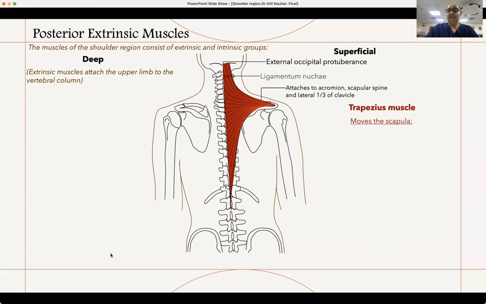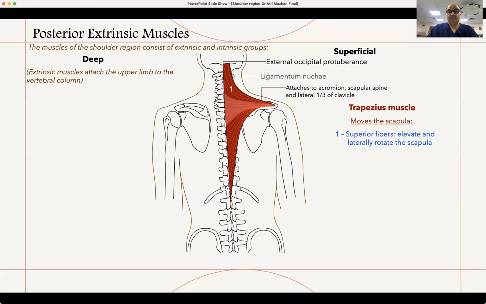Then what is the main job of the trapezius? It moves the scapula. How? That we have to see right now. So this is the first part. These are the superior fibers. And what is their job? They elevate and laterally rotate the scapula.